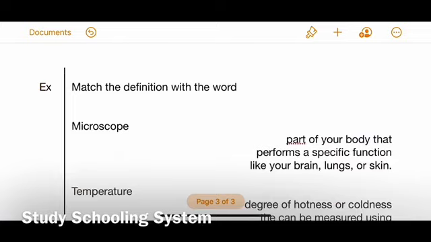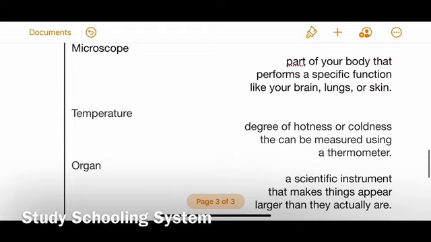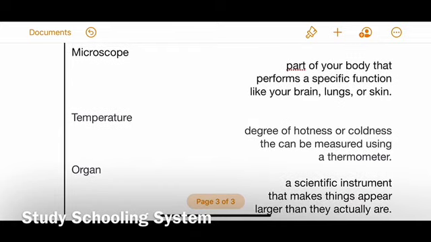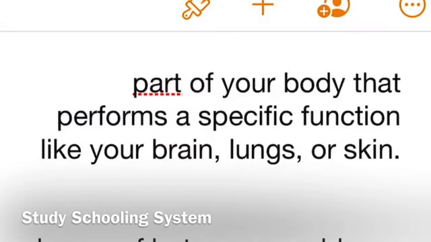Now your last exercise is match the definition with the word. So you can see here there are 3 words given and 3 definitions given. Definitions means word meaning. So first read all of your words and word meanings. So for example, the first word given is microscope, then temperature, then organ. Now let's look at the definitions. Part of your body that performs a specific function like your brain, lungs or skin.